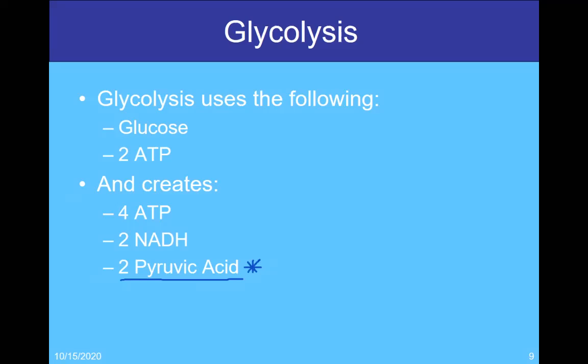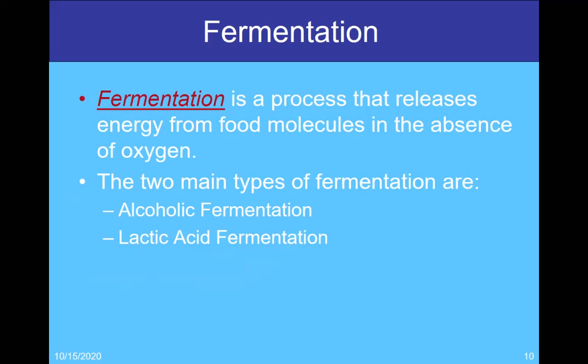Now, before we go in the most optimal pathway and look at cellular respiration, let's dive briefly into fermentation. Fermentation is a process that releases energy from food molecules in the absence of oxygen. So no oxygen is required here, no oxygen is present. Your body still does glycolysis because glycolysis does not require oxygen to happen. But like glycolysis, fermentation stays in the cytoplasm. And there are 2 main types of fermentation: alcoholic fermentation and lactic acid fermentation.